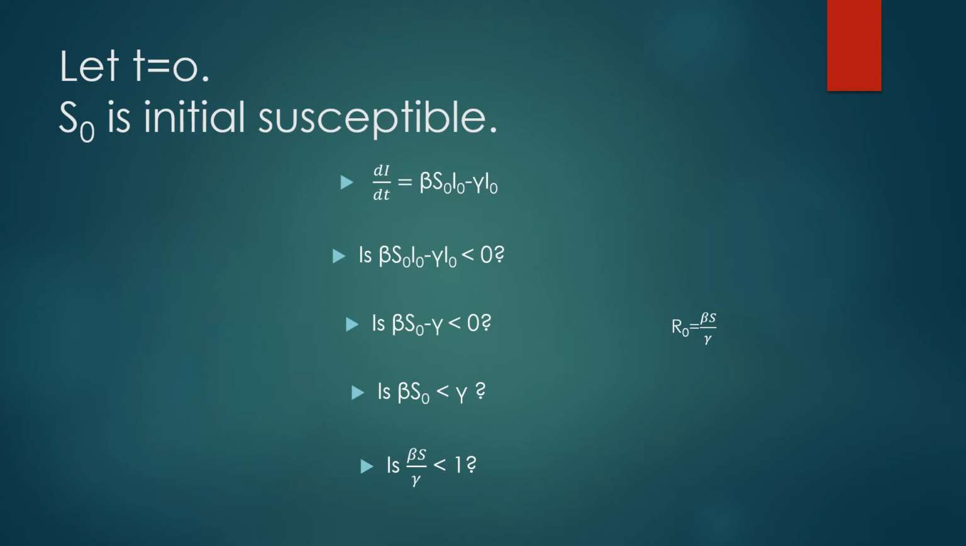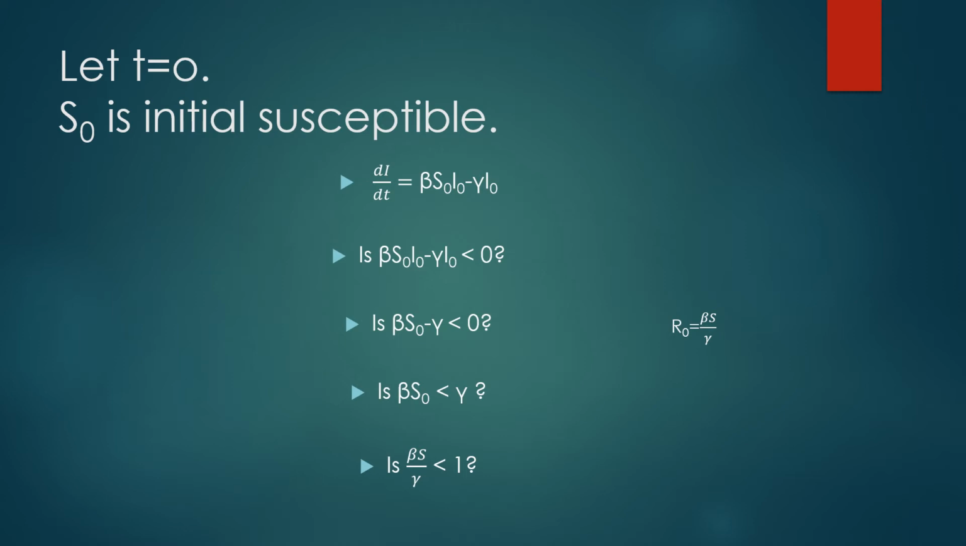So we're going to say I0 equals 1, so we can cancel out the I0s, so we get beta S0 minus gamma is less than 0, and then if we add gamma to both sides, we get beta S0 is less than gamma, and then divide both sides by gamma. We have beta S0 over gamma less than 1.